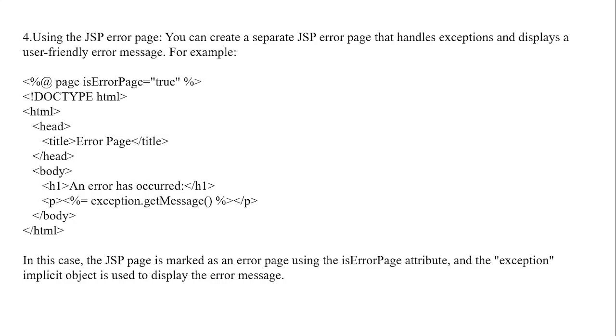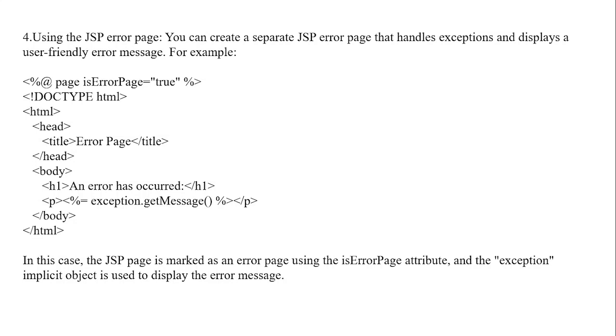You can create a separate JSP error page that handles the exceptions and displays a user-friendly error message. For example, we can create an error page. In this we use the page directive isErrorPage, and we just put "An error has occurred" and exception.getMessage. So whatever error occurs will be displayed in this page, so a user can get to know that some exception has occurred and this is the problem.